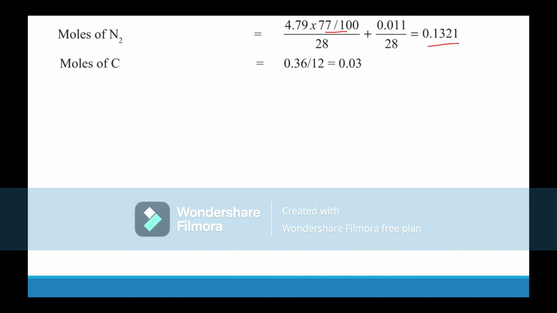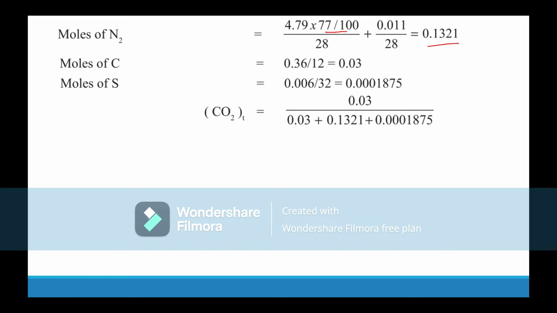Then moles of carbon: the carbon content given in the problem is 36%. Therefore, substituting in terms of fraction, 0.36 divided by molecular weight, we get 0.03. Then similarly, we can calculate the moles of sulfur, which is equal to 0.006, as given, divided by molecular weight, equal to 0.0001875.